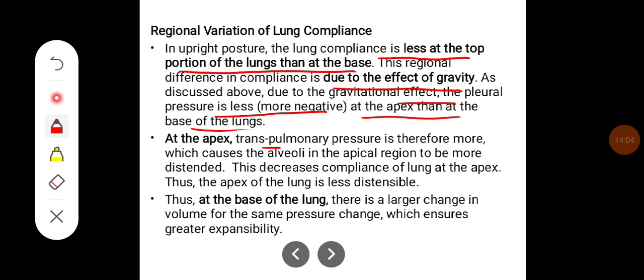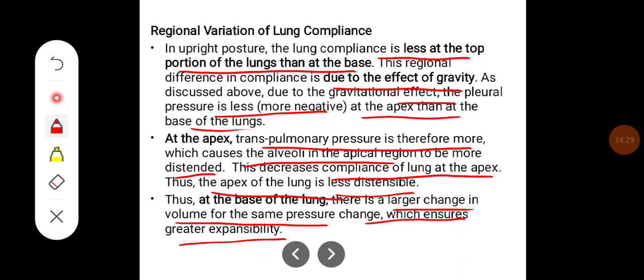At the apex, transpulmonary pressure is therefore more, which causes alveoli in the apical region to be more distended. So this decreases the compliance of the lung at the apex. Thus, the apex of the lung is less distensible. Thus, at the base of the lung, there is a larger change in the volume for the same pressure change, which ensures greater expansibility.